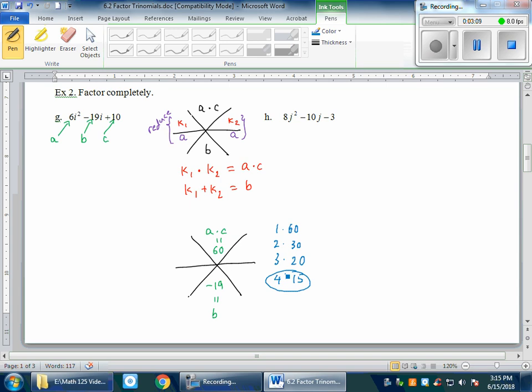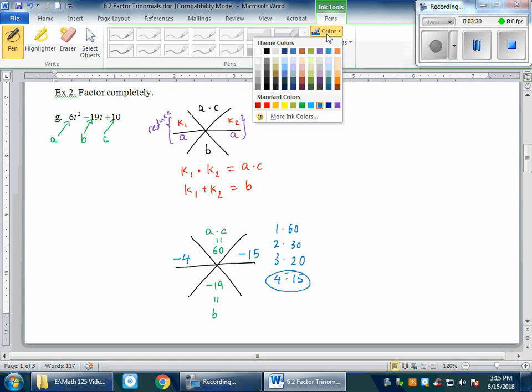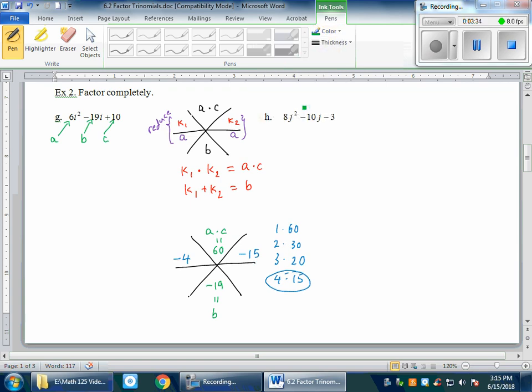According to the sign pattern, both of them are negative, so it'll be negative 4 and negative 15, because only if both are negative, when you add them up, will that become negative 19. Now we found k sub 1 and k sub 2 already, so the last step is to divide by a, which in this case is 6. So I divide by a on both of them.